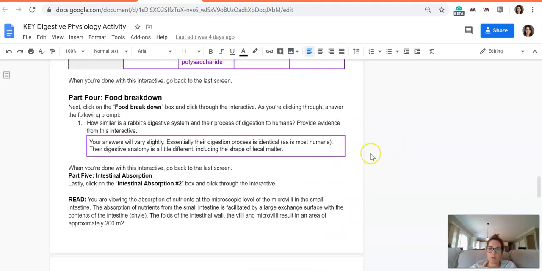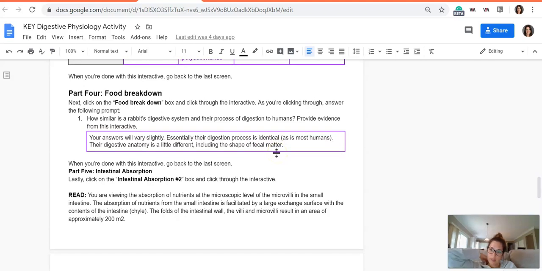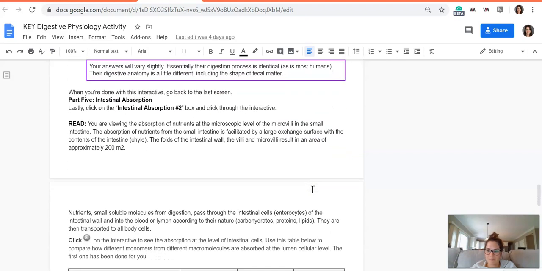Okay, number 4, we looked at the digestive system of a rabbit. Your answers are going to vary slightly. Essentially, the digestive system is identical. Most mammals have the same digestive process. Their digestive system anatomy is a little bit different, including the shape of the fecal matter. I don't know if you saw that on the video. Their feces are little tiny rabbit pellets, whereas human feces can vary.